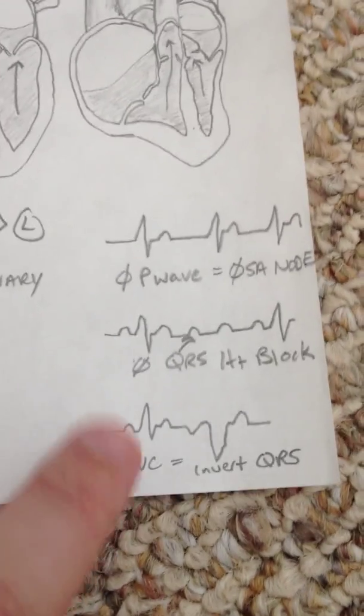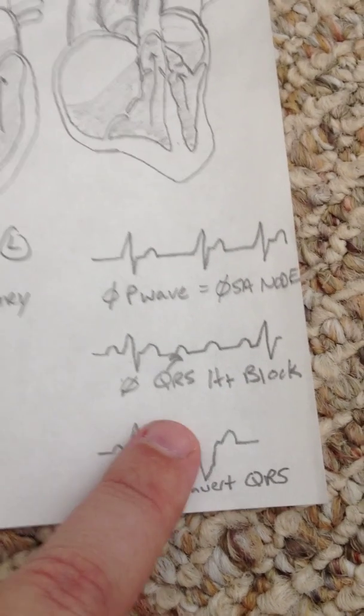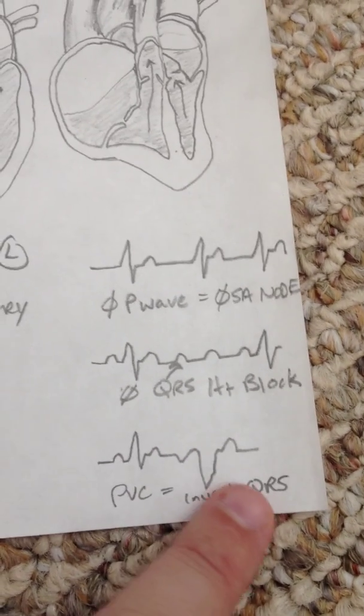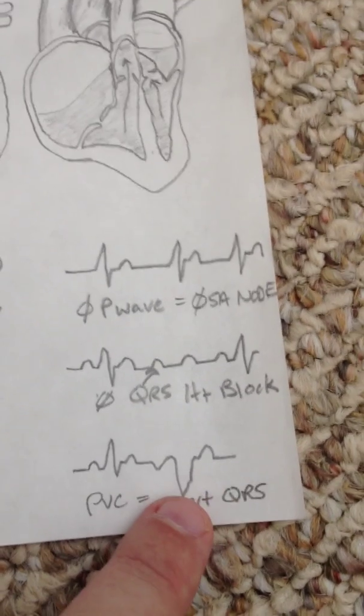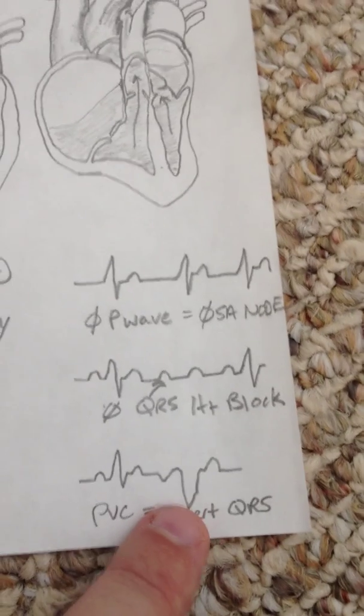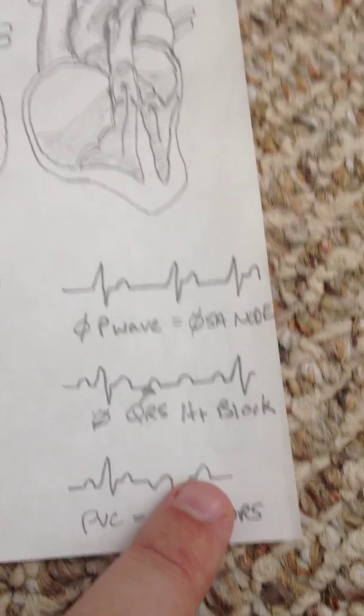And then finally, we will see a PVC. This happens under stress, and the QRS wave will be inverted. It will be inverted, and so then we're confused. The heart misfires due to what? The extra adrenaline due to stress.